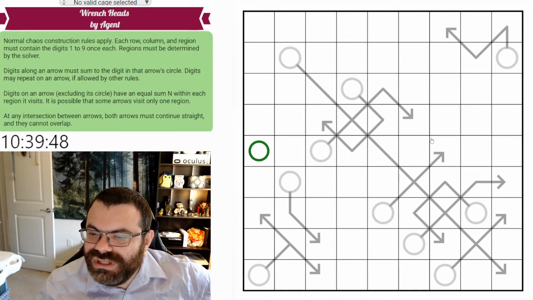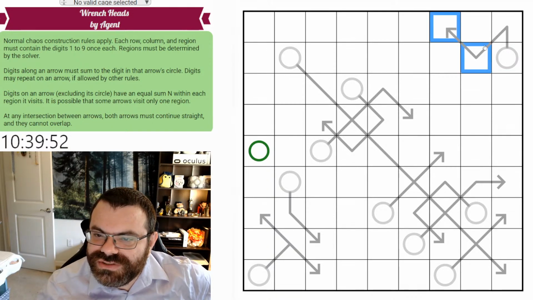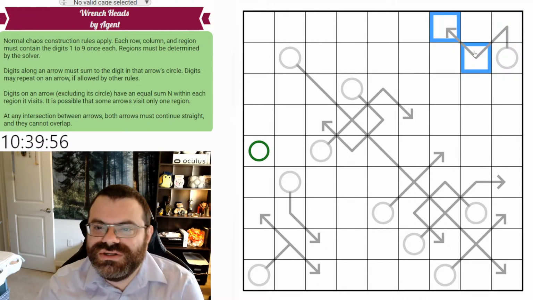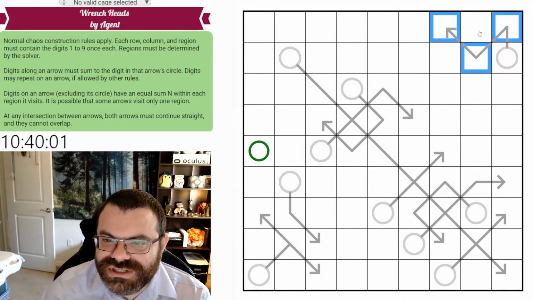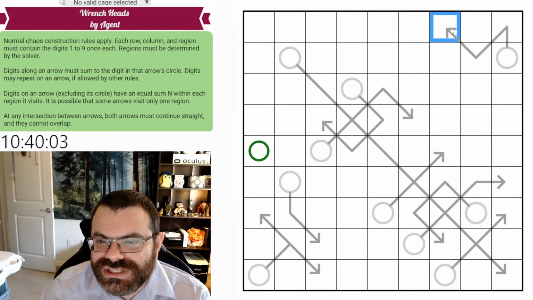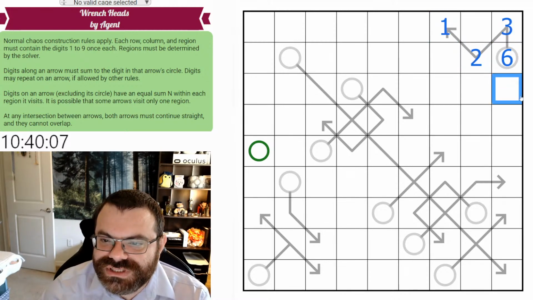We also have arrows, which we just did last puzzle. Digits along an arrow must sum to the value in the circle. Digits may repeat on an arrow as long as other rules allow it, so as long as they don't share a row, column, or region. So let's say this ended up being 1, 2, 3. That adds to 6. We would fill a 6 in the circle.